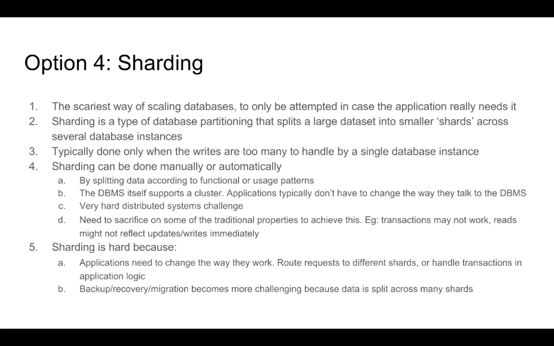Sharding is hard because of two reasons. The first reason, which is fairly obvious, is that applications need to change the way they work. For example, applications might have to make requests for reading or writing data to different shards, or they might have to handle transactions in the application logic because the database cluster cannot handle it anymore. Sharding is also hard for a more subtle reason, and that reason is that backup, recovery, and migration also become very challenging because the data is not in one database instance anymore, but it's split across many shards.